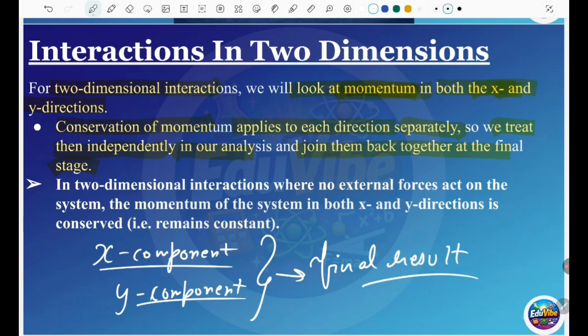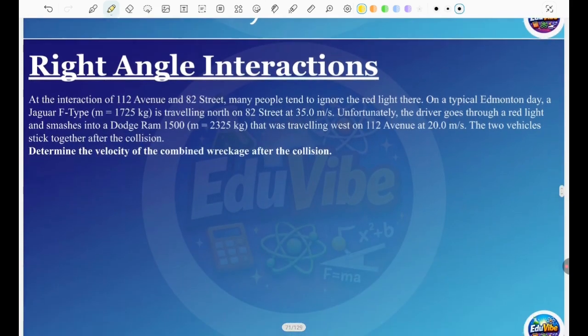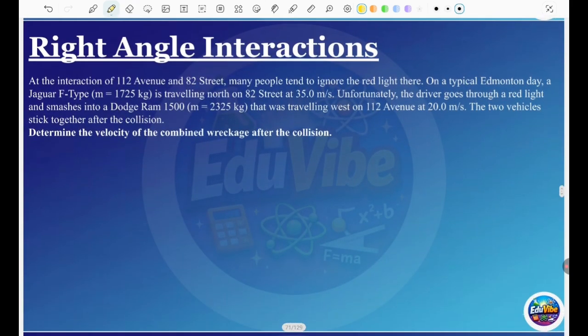We use vectors in this because it is more like vector addition, but we use them in the momentum aspects. In two-dimensional interactions where no external force acts on a system, the momentum of the system in both the x and y directions is conserved and remains constant. We know there is no external force acting on the system because of the type of interaction we will do. So let's move on to an example of this.